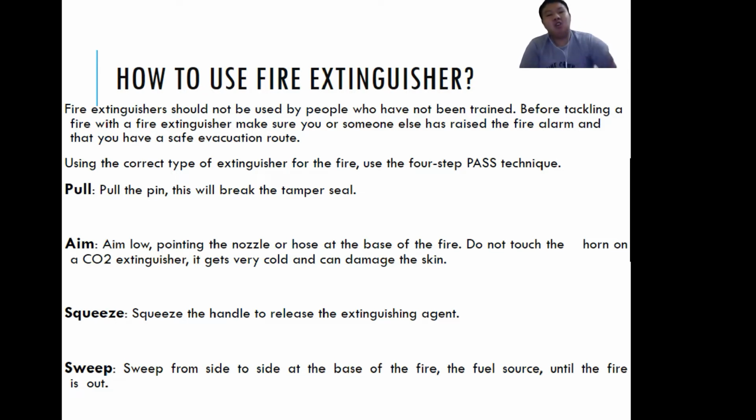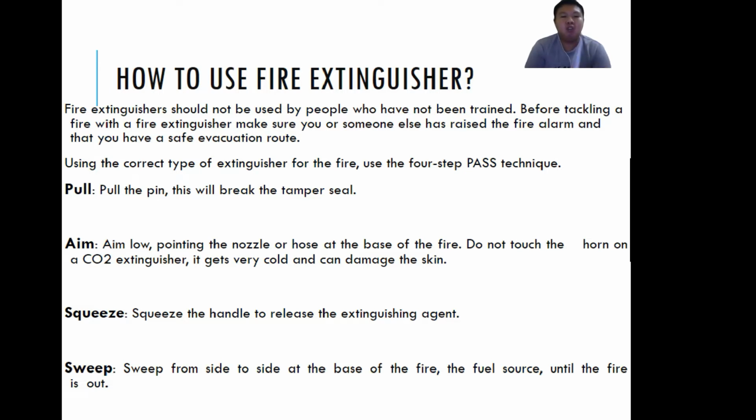Okay, as shown below, these are the 4 steps. Pull, aim, squeeze, sweep. Pull. Okay, first we pull the pin at the extinguisher. Pull it. This will break the tamper seal. Aim. Okay, aim low, pointing the nozzle or hose at the base of the fire. Do not touch the horn on a CO2 extinguisher. It gets very cold and can damage the skin. Aim. You should aim at the fire following the wind's direction.